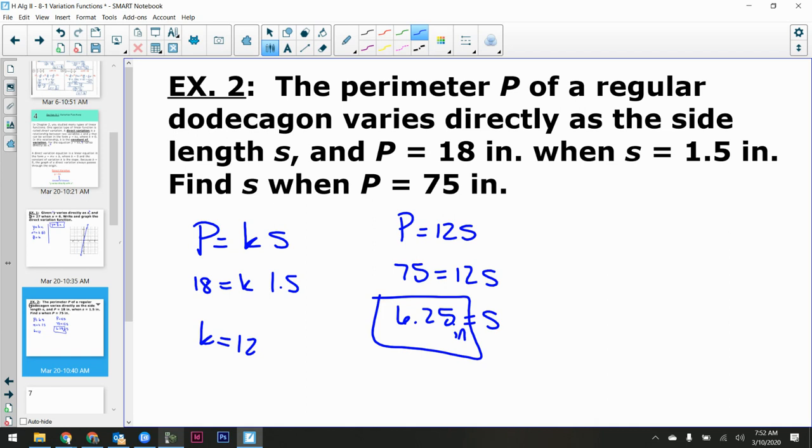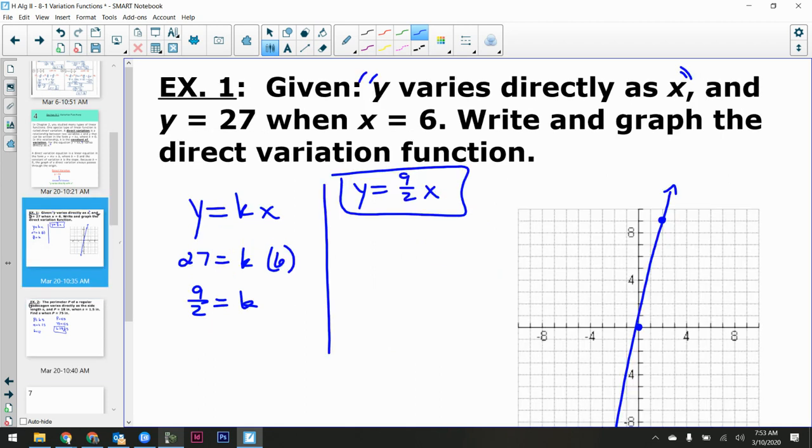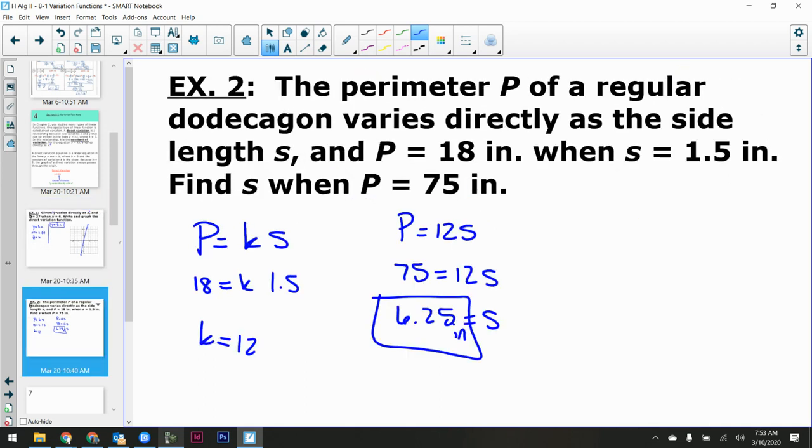I'll say if it's an abstract problem with x's and y's and stuff, give me fractions. If it's real life, I'm okay with decimals.